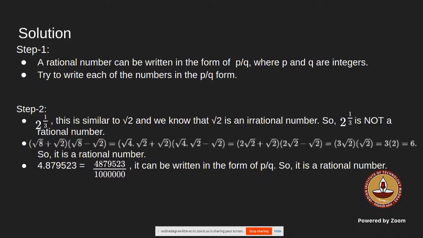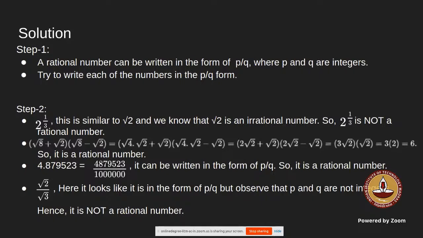What about the fourth one? Root 2 by root 3. It's irrational. Though it looks like p by q form, as I mentioned, p and q should be integers. Here it is not. Both root 2 and root 3 are irrational numbers, so they're not integers. So it's not a rational number. Anyone has any doubt in the fourth option? One doubt. Yeah, go ahead.